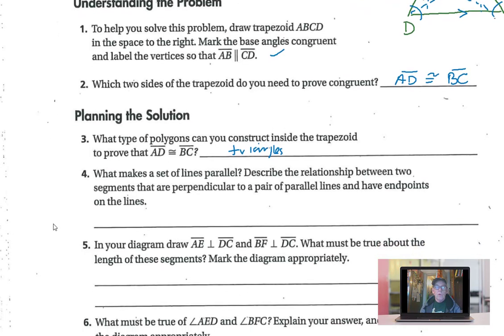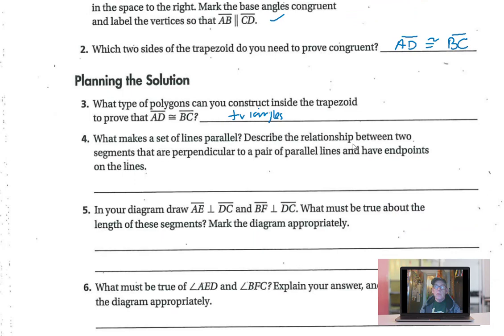Let's look at number 4. What makes a set of lines parallel? Describe the relationship between two segments that are perpendicular. So we got a pair of parallel lines, and they're talking about a set of two segments that are each perpendicular to a pair of parallel lines. I guess like this, and have endpoints on the lines. So here's the picture they're talking about. So what can we say about these two segments?